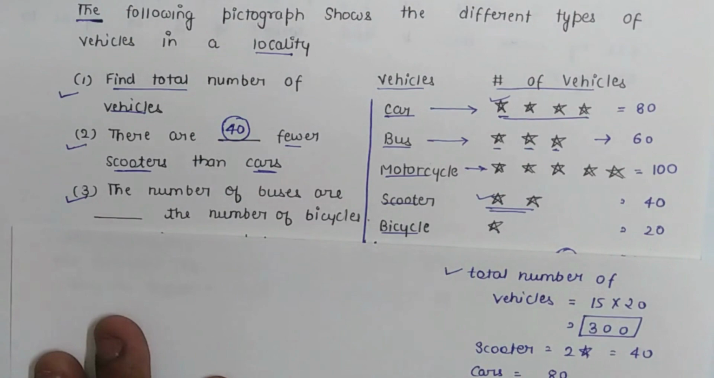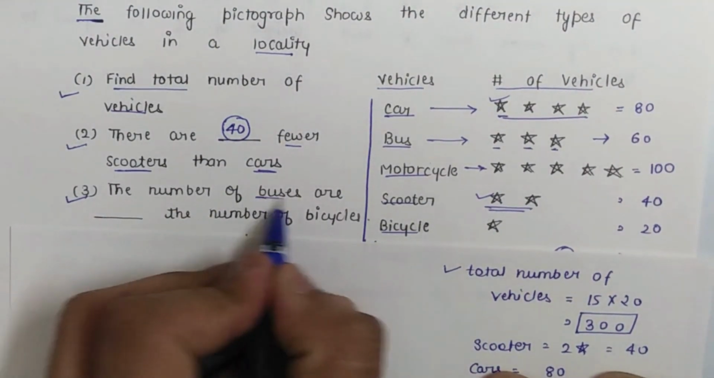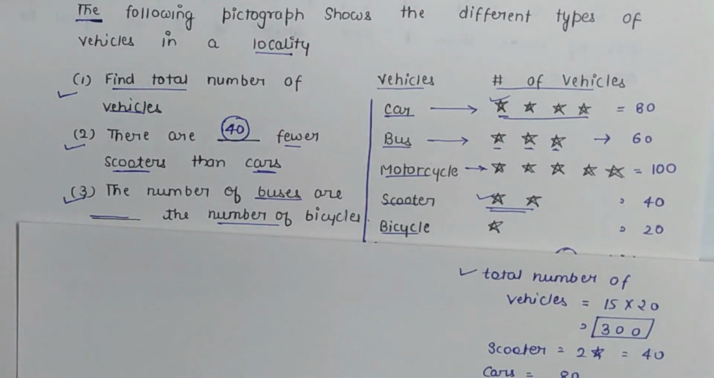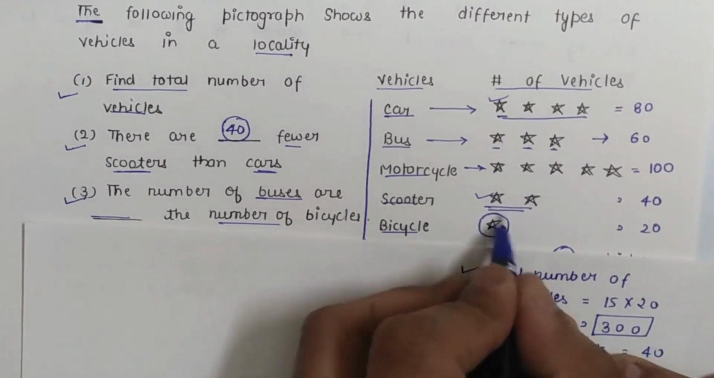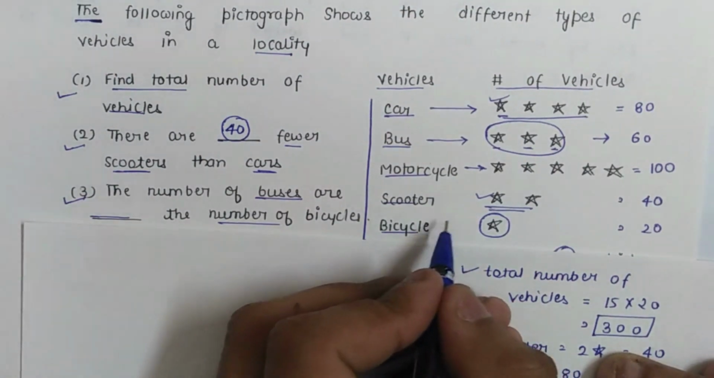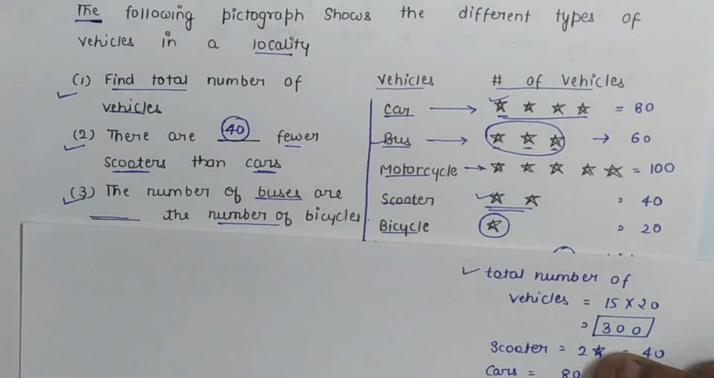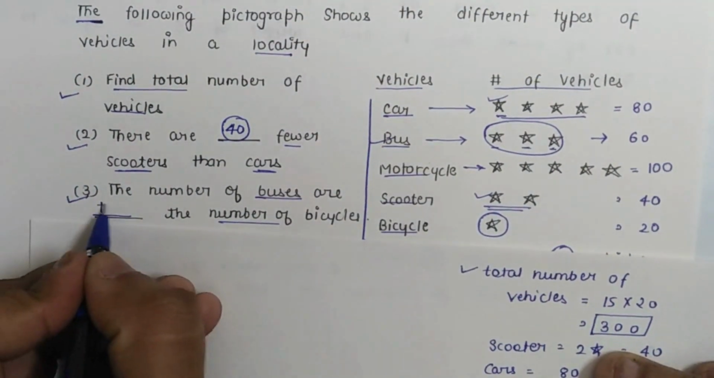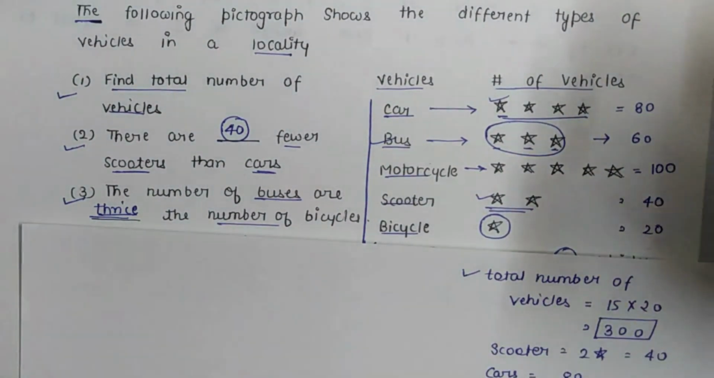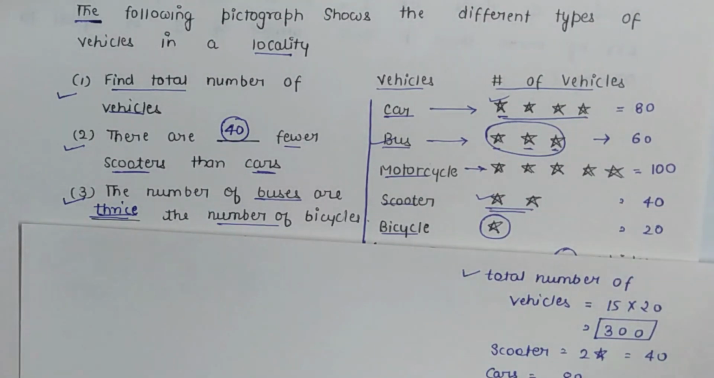If you take a look at question number 3, it is saying the number of buses are dash the number of bicycles. So it's basically asking the relation between the number of buses and the number of bicycles. If you take a look at the number of bicycles, there is only 1 star, and the number of buses is 3. So we can easily see that the number of buses is 3 times the number of bicycles. So the answer will be thrice.